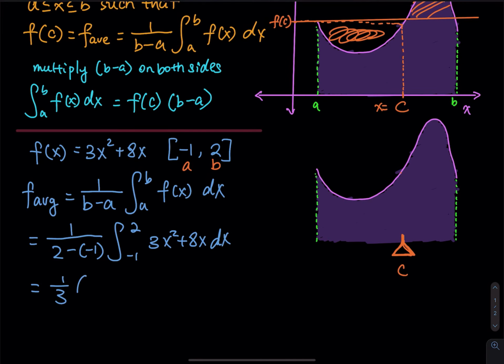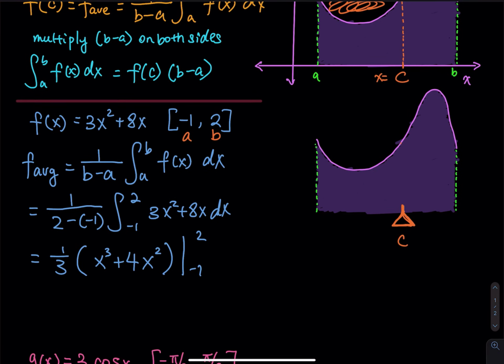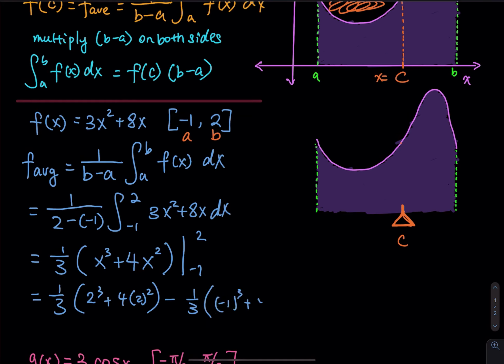And then let's integrate. So this is x to the third, and then plus x squared. A divided by 2 is 4. So you simply take the derivative of that, you can get the integrand back. And then such that x goes from -1 to 2, and then use the fundamental theorem of calculus. We have 1/3, so we have 2 to the third plus 4 times 2 squared, and then minus 1/3, -1 to the third power plus 4 times -1 squared.